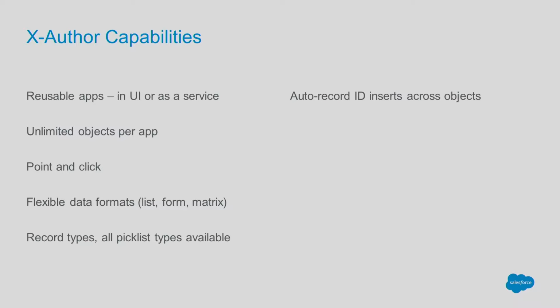Every time you insert a record anywhere in Salesforce, we know what it is. We can pass it automatically from parent to child to grandchild. There is no copying and pasting of records from object to object to object. It's completely automated.